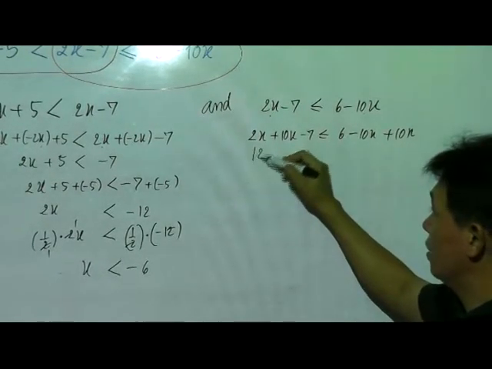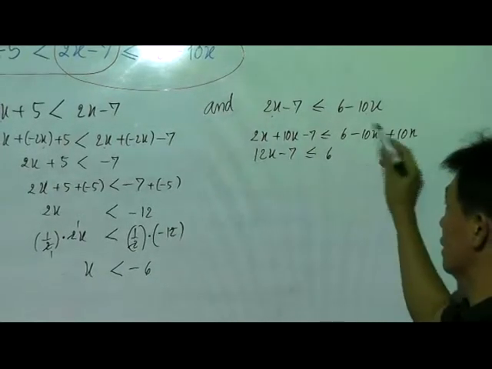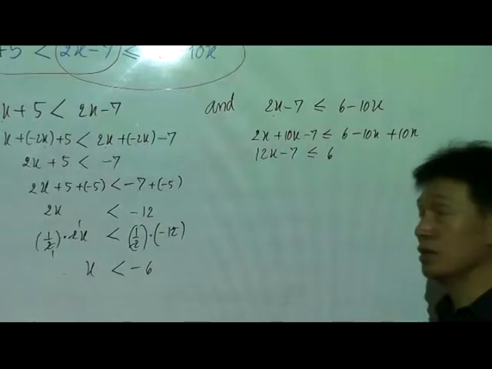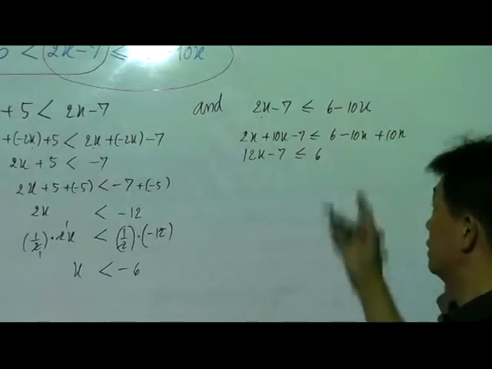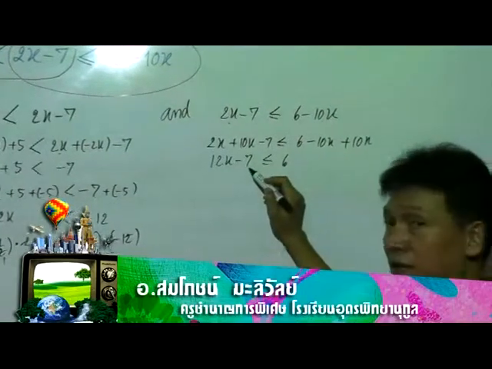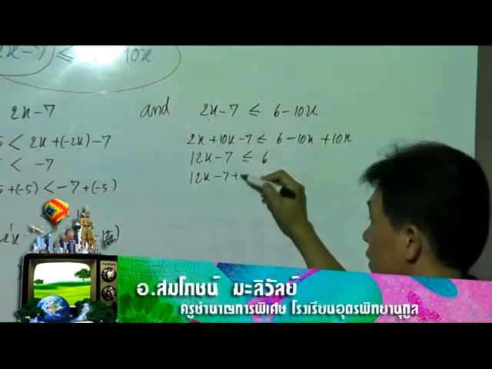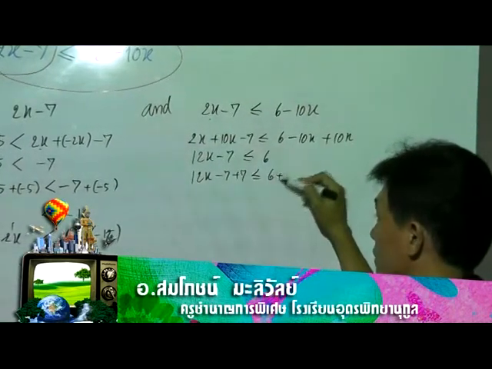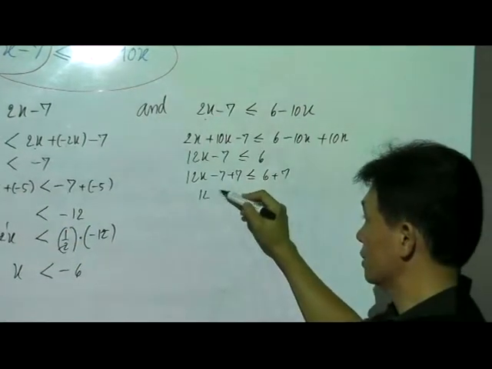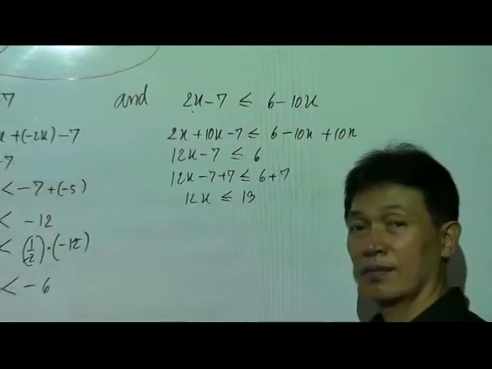Then 12x minus 7 is less than or equal to 6. Negative 10x plus 10x is 0. Third, the identity of addition, the result is 6. We take this 7. 12x minus 7 plus 7 is less than or equal to 6 plus 7. Then 12x is less than or equal to 13.